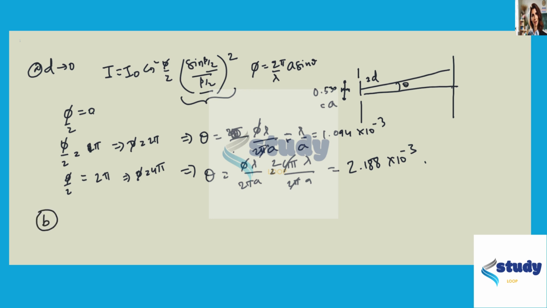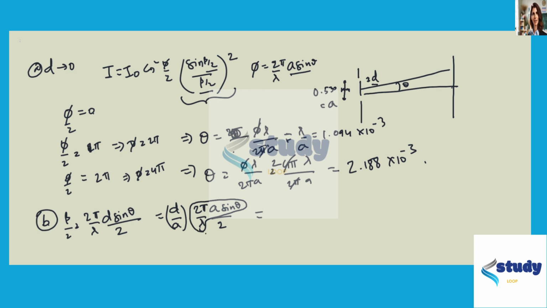Now that we have this, for part b, there is a finite width d, which means beta by 2 is equal to 2 pi by lambda d sine theta, divided by 2. We've already seen a sine theta, so I'll multiply and divide by a, pull out this d, which gives us d by a times 2 pi by lambda a sine theta by 2.